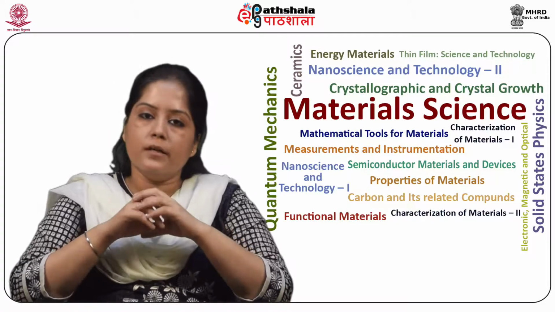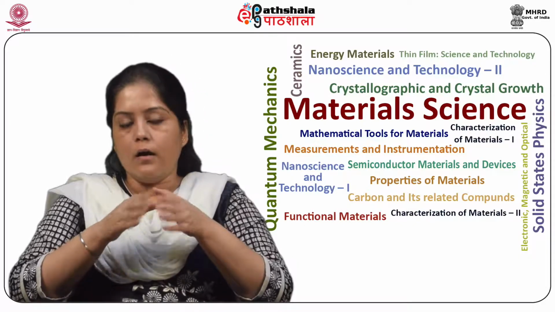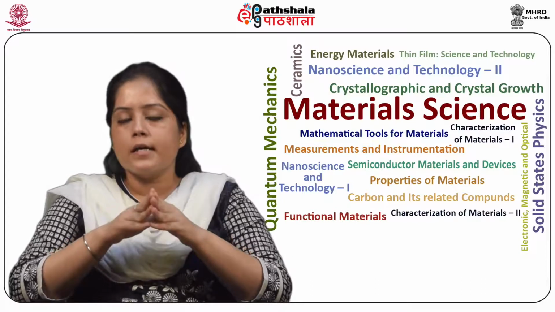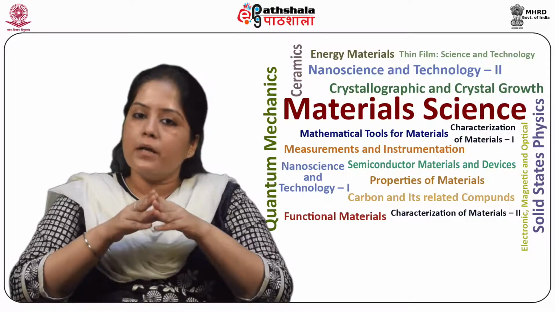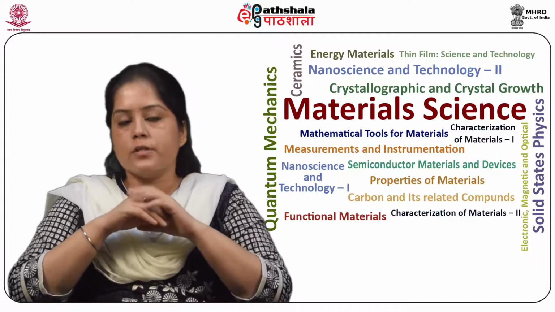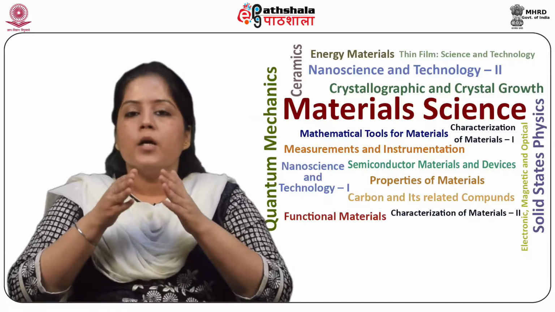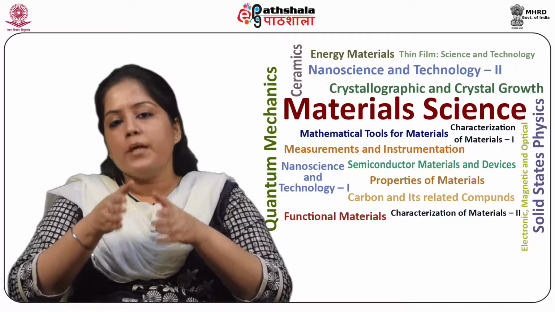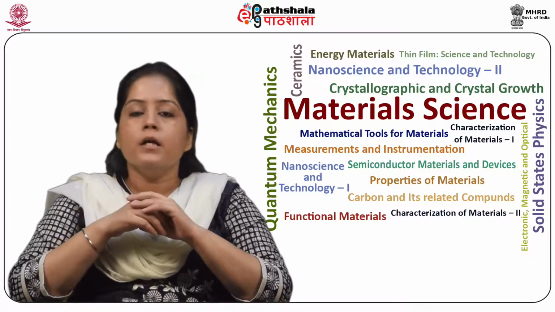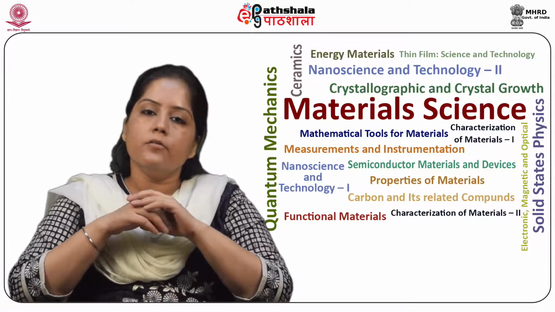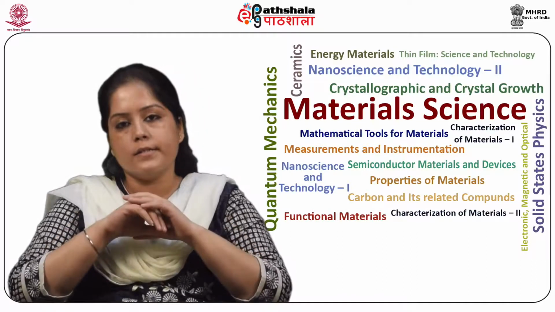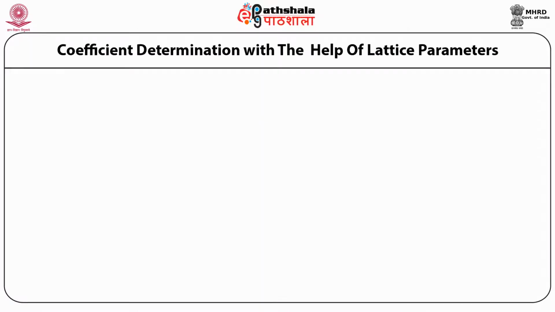The preferred materials for this method are the ferroelectric single crystal with the parent phase of centrosymmetry, and the examples are lead titanate, barium titanate, PMN-PT, lithium niobate, and various other single crystals. Next method is the coefficient determination with the help of lattice parameters.